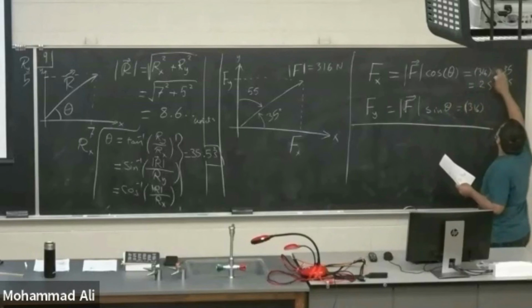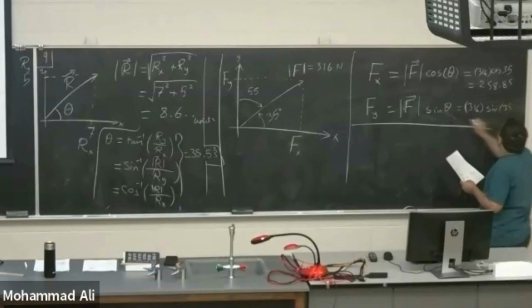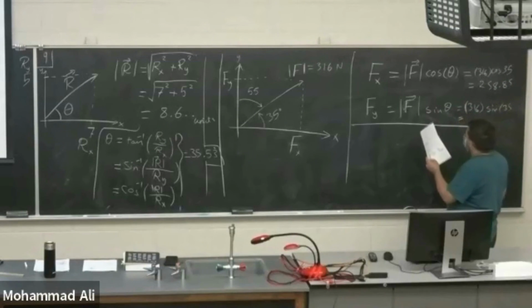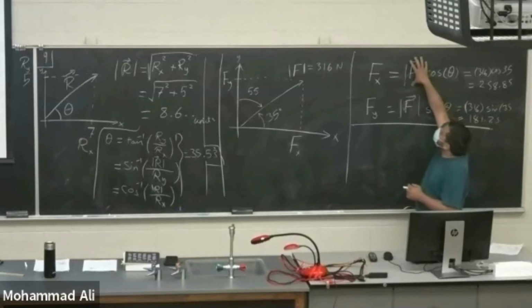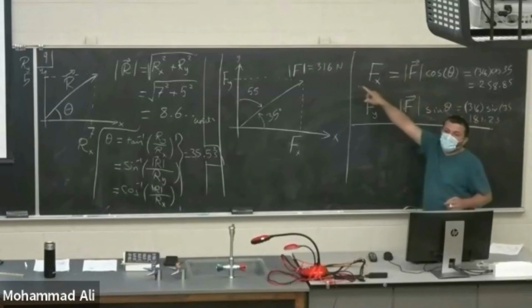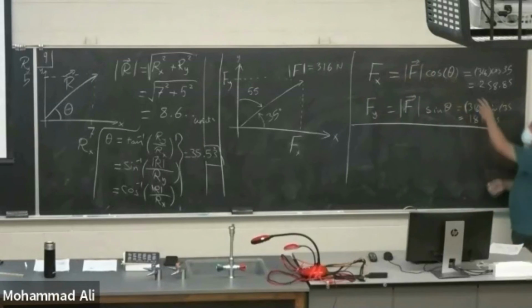No cosine here, right? Here we have the sine. It is equal to 181.25. What is the unit? If the force F is in Newtons, what is the unit of its components? Newton. It should be Newton. Okay, so this is Newton.